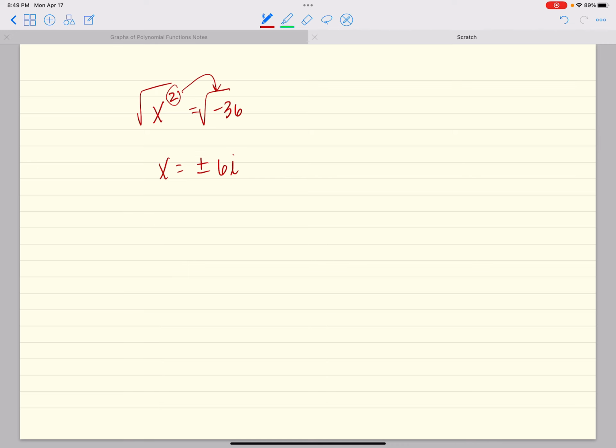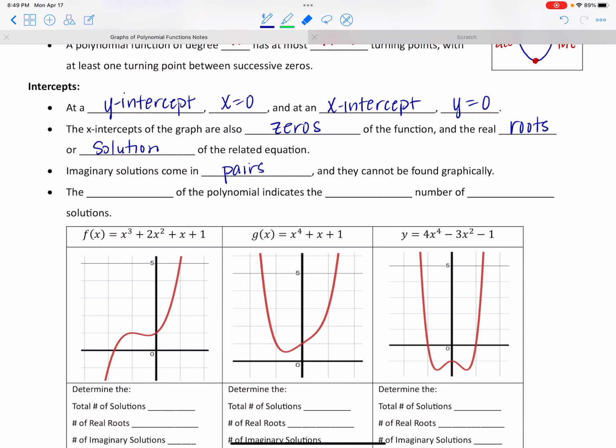Or it comes from the quadratic formula. Suppose you had like negative 2 plus or minus the square root of negative 36 over 4, something like this. Again, that plus or minus component will be connected to that square root of that negative. So anytime you have imaginaries, they come in pairs. So having only one imaginary solution, not an option. You have to have an even number of imaginary solutions. Okay, again, something important to keep in mind.